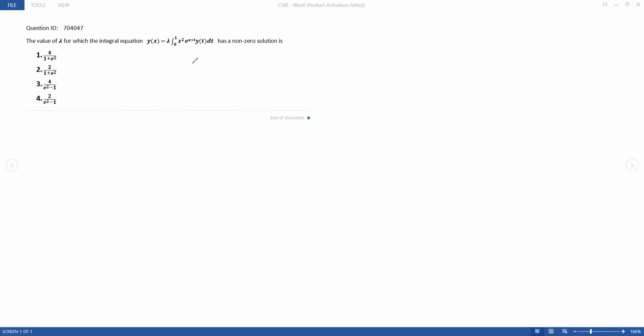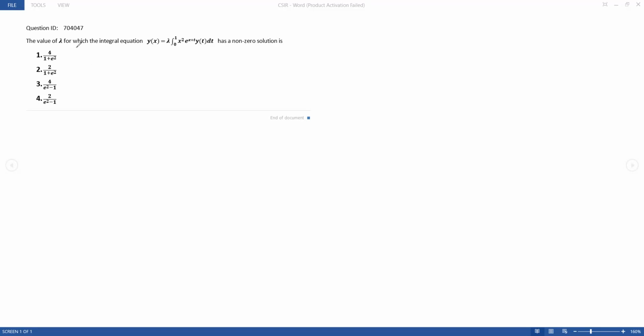Solutions. And our today's problem is from CSIR NET December 2023, and our question ID is 704047. This problem is from integral equation, and our given problem is: the value of lambda for which the integral equation y(x) equals lambda integral from 0 to 1 of x square e to the power x plus t y(t) dt has a non-zero solution. So we have to find the value of lambda such that this integral equation has a non-zero solution. Actually, we have to find the eigenvalue.